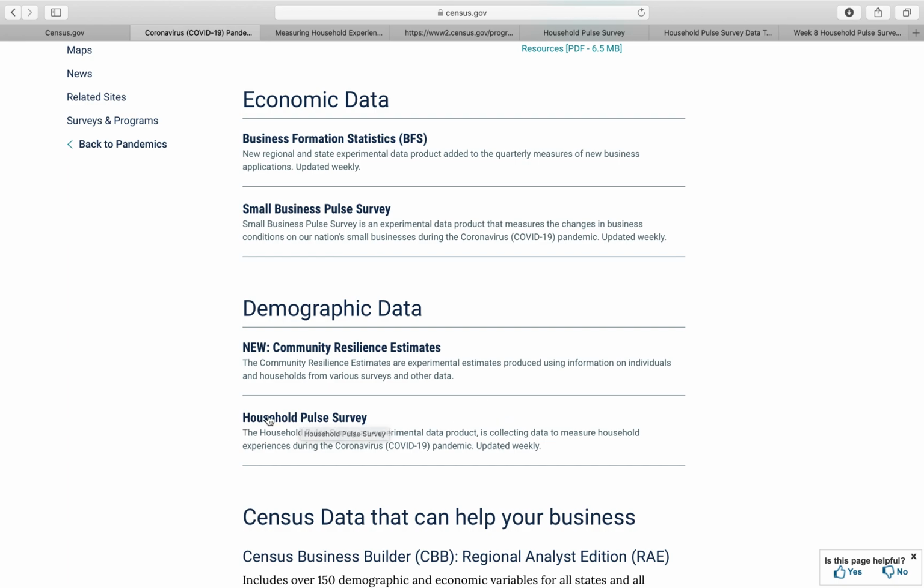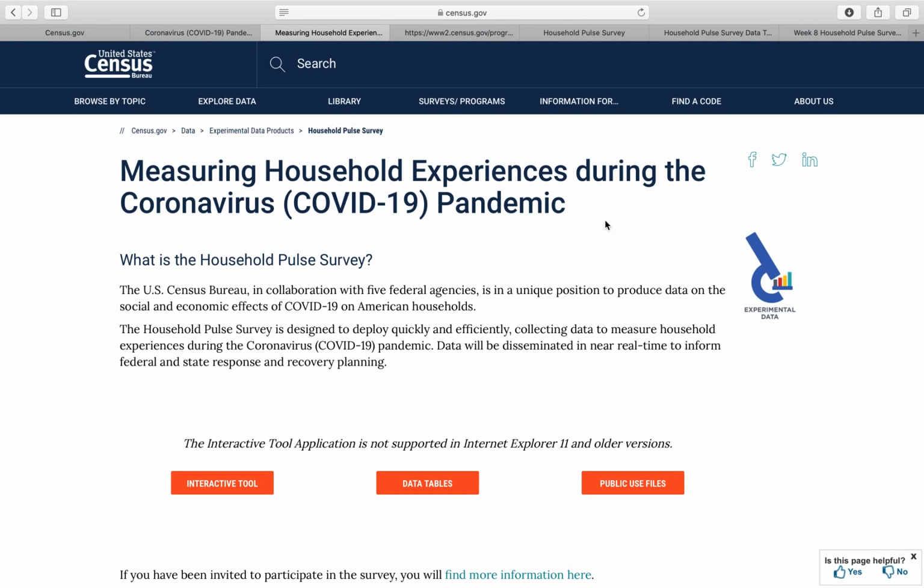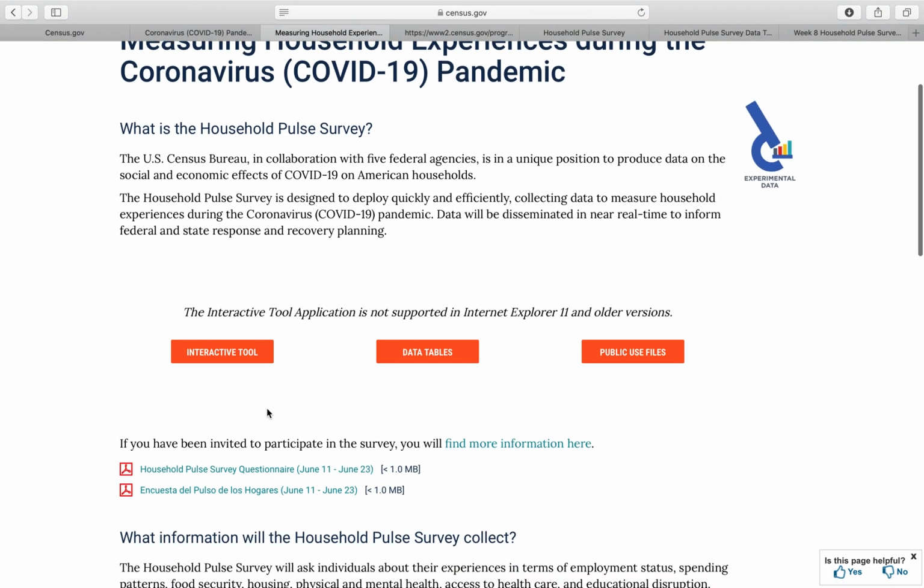You'll look for Household Pulse Survey, and when you hit it, it'll take you to this page: Measuring Household Experiences During the Coronavirus Pandemic. It tells you a little something about the survey. Here's the interactive tool. This is the thing you're going to use most often for this paper. But then here's also data tables, and here's public use files.